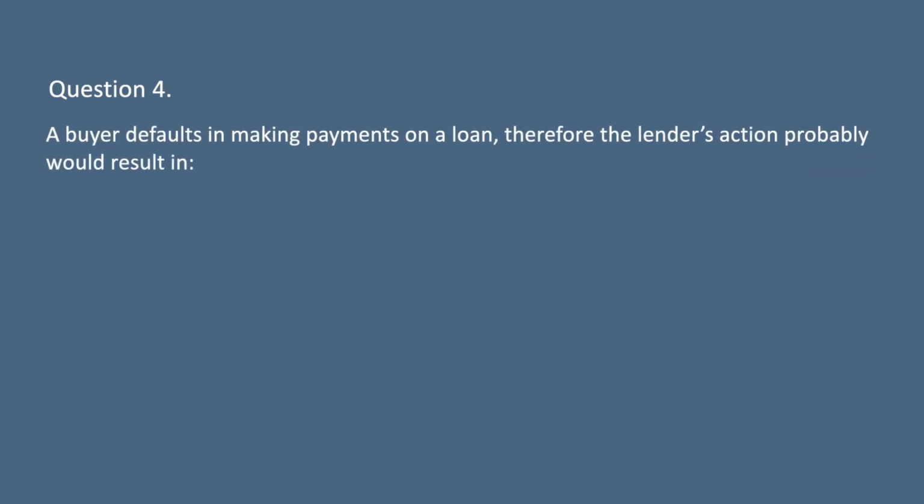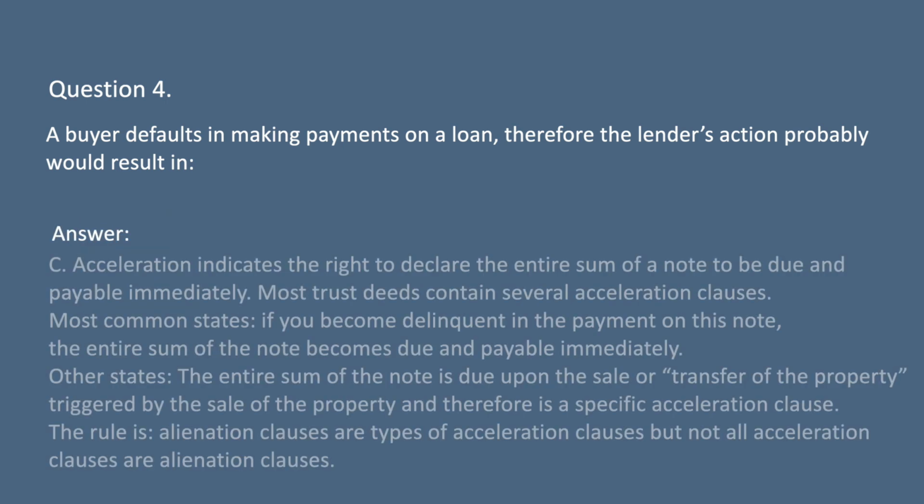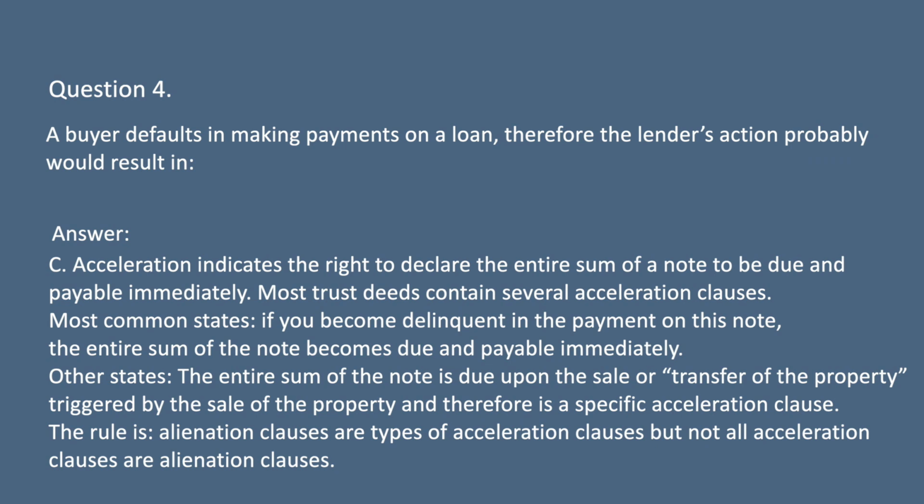Question 4. A buyer defaults in making payments on a loan, therefore the lender's action probably would result in A. Subordination. B. Escalation. C. Acceleration. D. Alienation. Answer. C. Acceleration indicates the right to declare the entire sum of a note to be due and payable immediately. Most trust deeds contain several acceleration clauses.